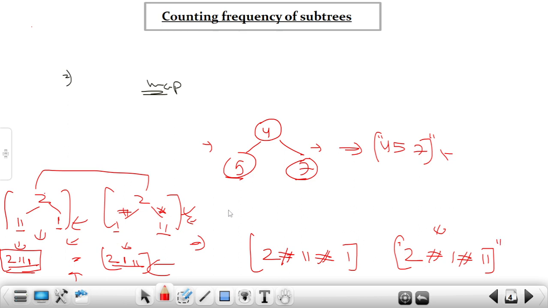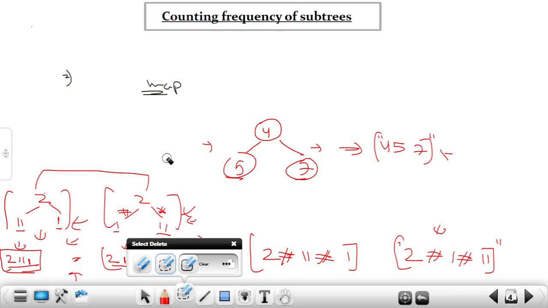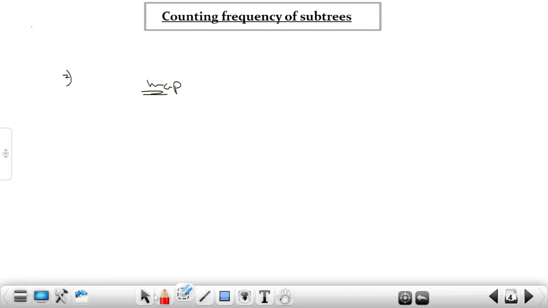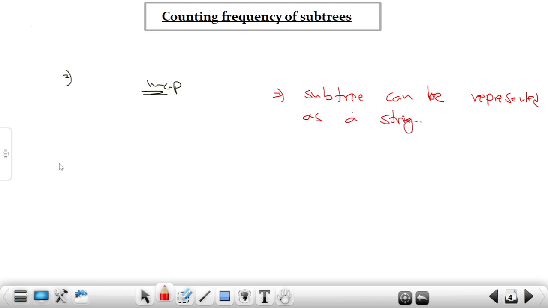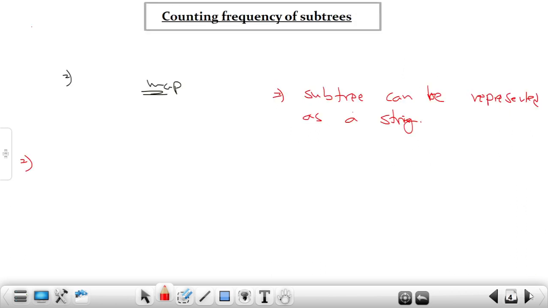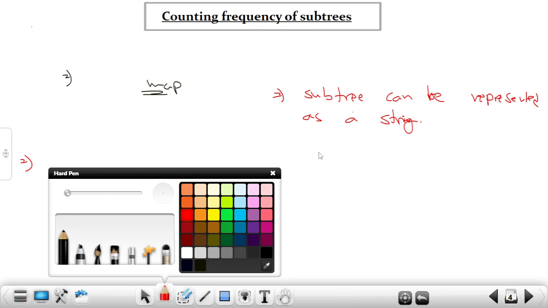So this means that I can represent any subtree with a string, and I think this concept should be clear to you. So I'm going to write one thing: a subtree can be represented as a string. This is what we have figured out till now. Now let's see how we are going to iterate over all these subtrees. We need to store all subtrees, so let's see how we can find all the subtrees in the form of strings.